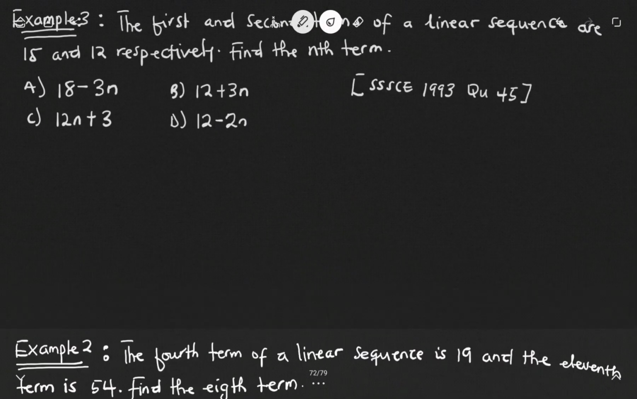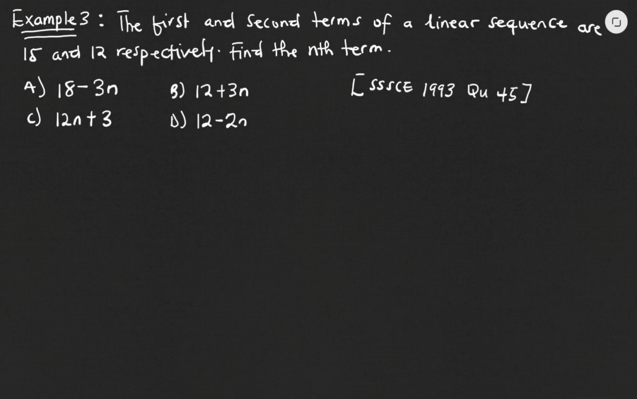All right, so let's proceed with the next example that we have. Example number 3: the first and second term of a linear sequence are 15 and 12 respectively. We have to find the nth term, and then we have the options. A is 18 minus 3n, B is 12 plus 3n, C is 12n plus 3, and D is 12 minus 2n. This is the SSC 1993 question number 45. All right, so let's look at the solution to this problem.